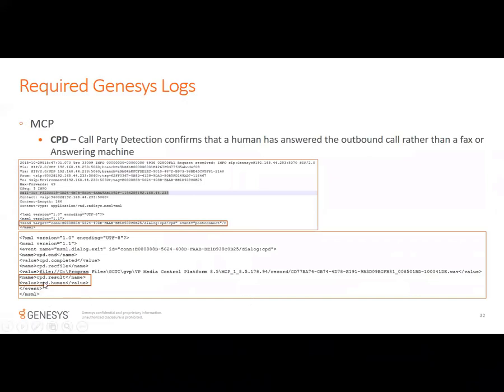So the CPD result is human. That is considered a successful call party detection, and the SSG will then advise virtual hold that the outbound call has been successful, and the call will move on to the outbound IVR.